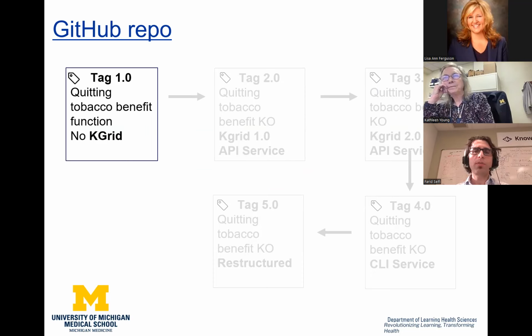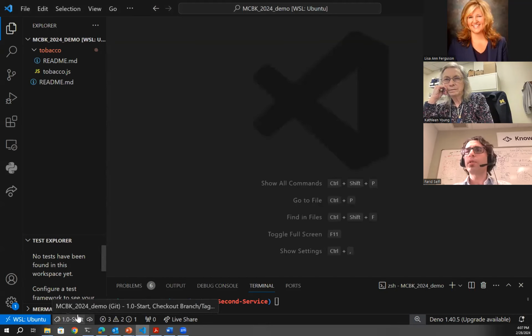I'm going to switch between tags to show how a piece of code, a function, could be transferred into a knowledge object using our model, KGrid1, and then the transition from KGrid1 to KGrid2, and how it's capable of supporting multiple services. So let me switch to Visual Studio Code, where I have tag 1 open.